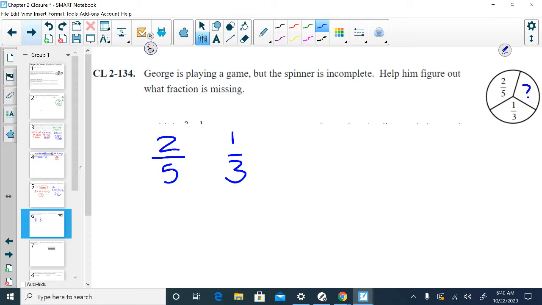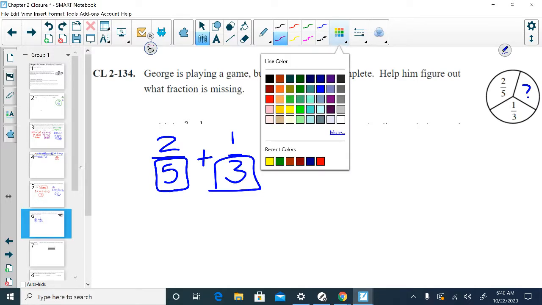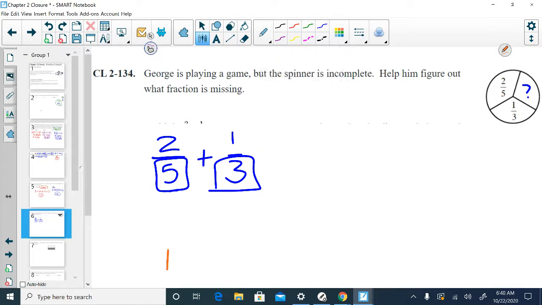Well, here we have 2 parts, and so we need to add them together. So I can't just add across the top and the bottom. Instead, I have to start by doing what? Finding that common denominator, right? So I'm going to do this in a different color here. I know 5 and 3, if I multiply them together, will give me 15. So they both go into 15.